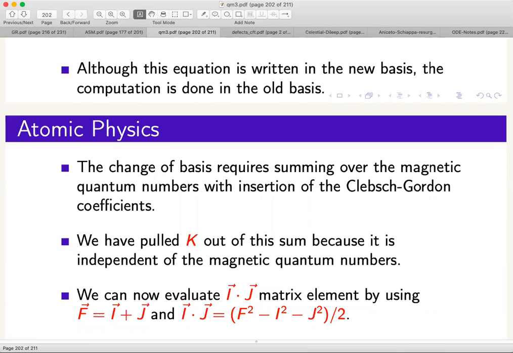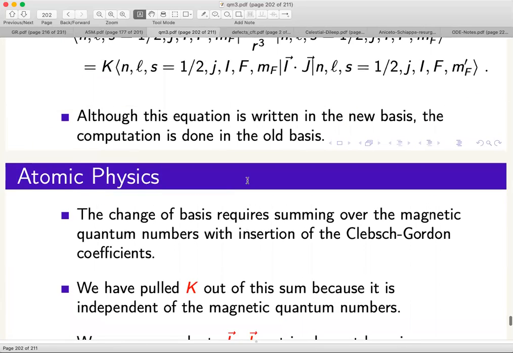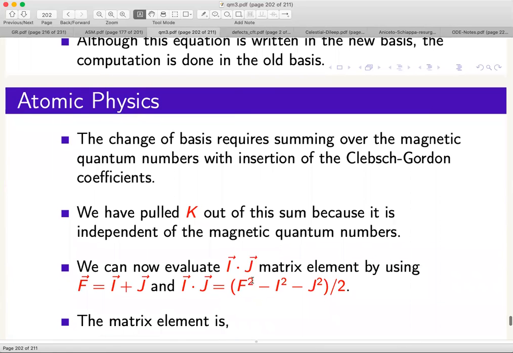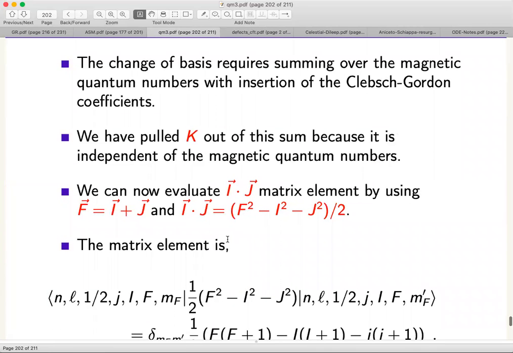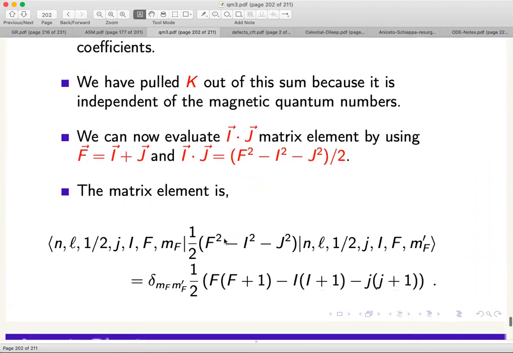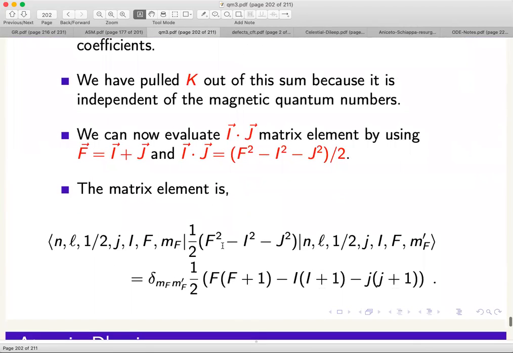Of course, if you use this basis, the new basis is most convenient, because that is the basis in which F squared is diagonal, and you can compute the eigenvalue of this matrix element. Okay, so let's do that. Take the new basis, substitute I dot J by this quantity, and just compute its eigenvalue.